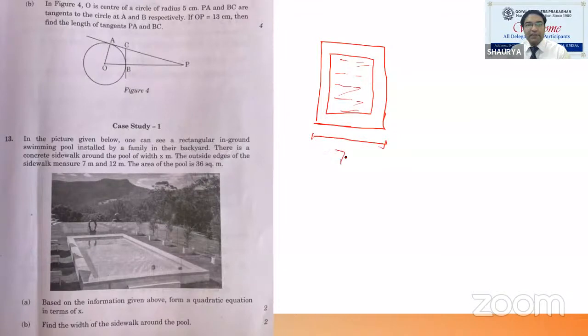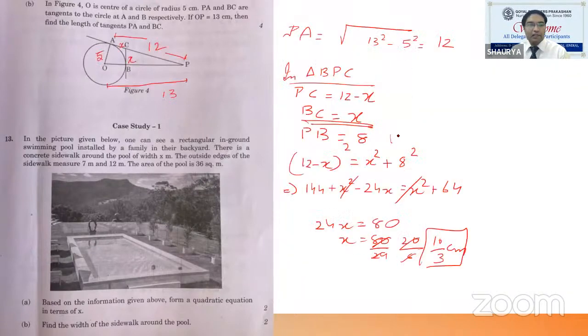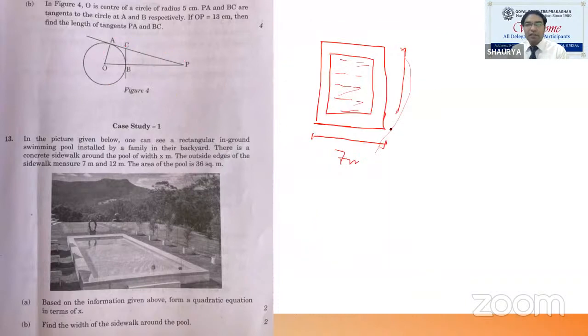So this length is 7 meter. And this length is given as 12 meters. Let's take this width as asked in the question to be x. So it's uniform on all sides, right? Everywhere the width is x. We are used to doing such kinds of questions.